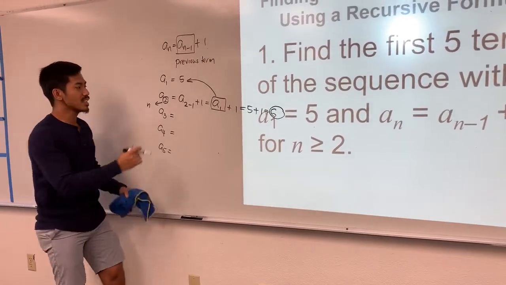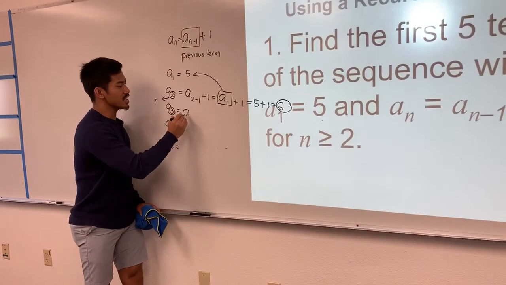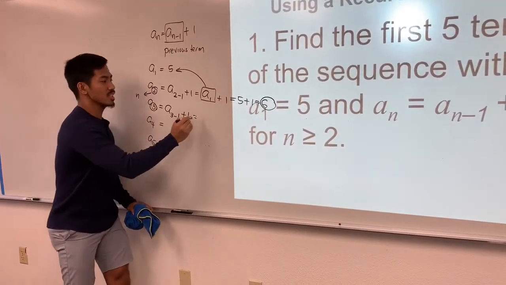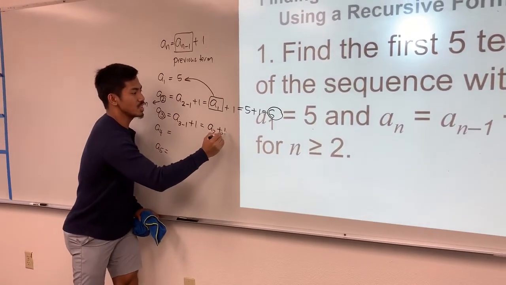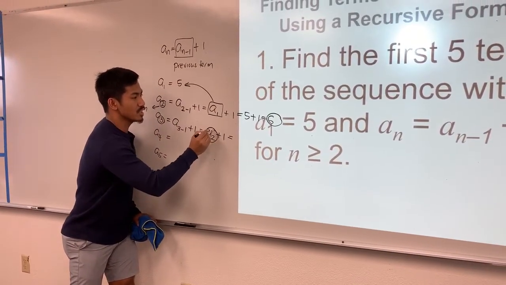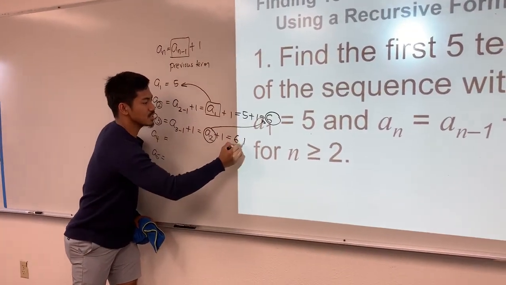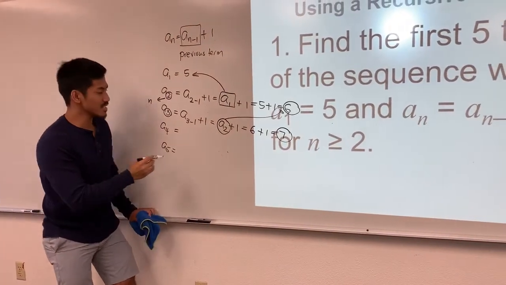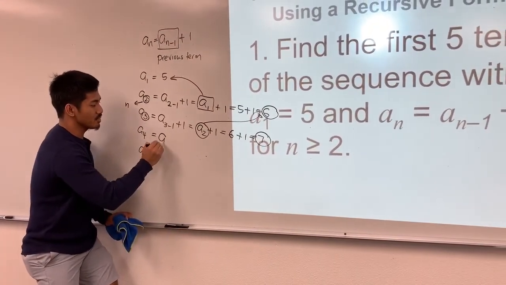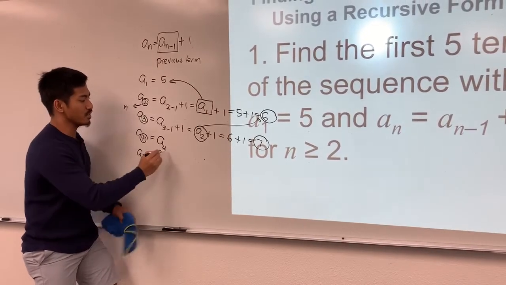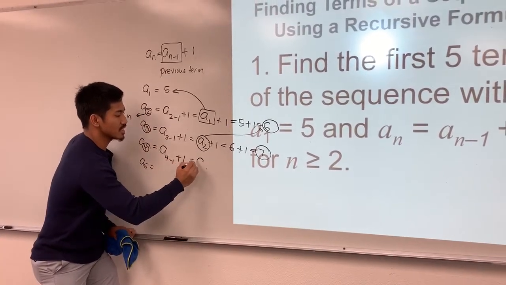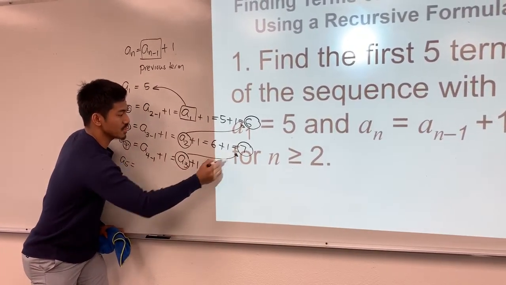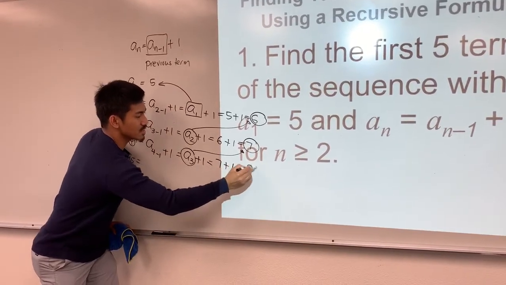Let's go to a sub 3. The value of n is 3. So we have a sub 3 minus 1 plus 1, and 3 minus 1 is 2, so a sub 2 plus 1. And a sub 2 is equal to 6, so 6 plus 1 equals 7. So a sub 3 equals 7. Next, a sub 4. The value of n is 4, so that is 4 minus 1 plus 1, which is a sub 3 plus 1. a sub 3 is equal to 7, plus 1 is 8.